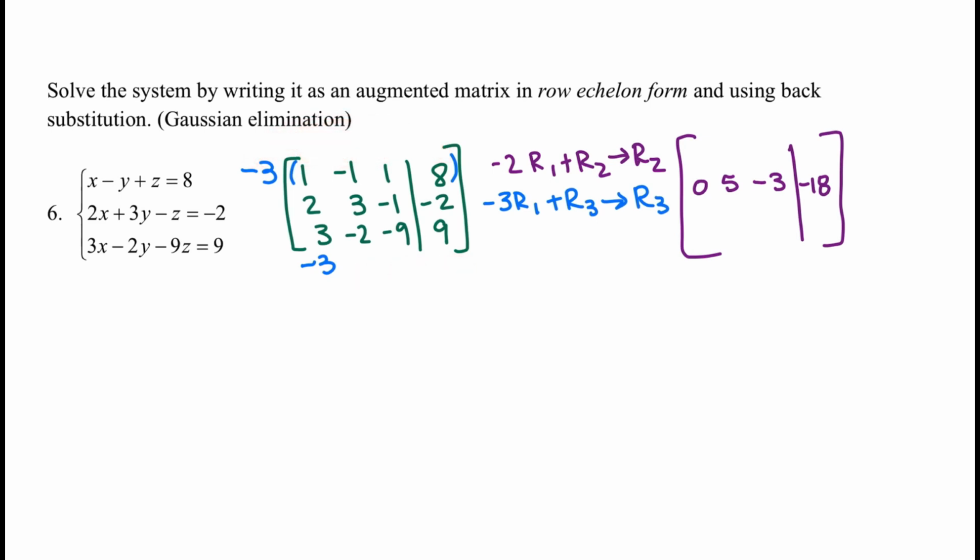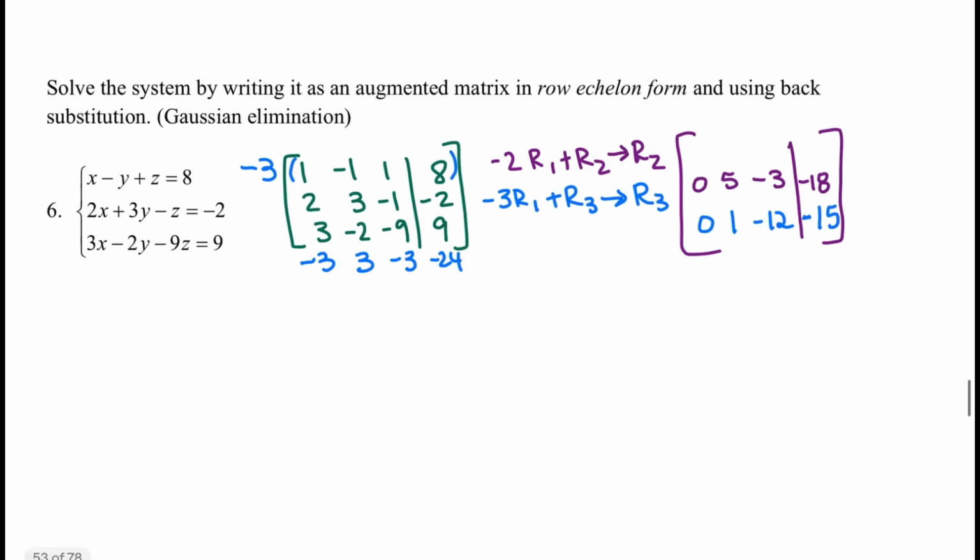So I'm going to have a negative 3, a positive 3, a negative 3. 8 times 3 is 24, so I have a negative 24 here. And then we add those together. We have negative 3 plus 3 is 0. 3 minus 2 is a 1. 9 times negative 12. And negative 24 plus 9 is negative 15. And I don't have any reason to change my first equation, so I'm just going to write it all again.